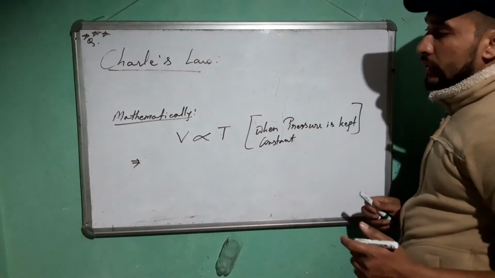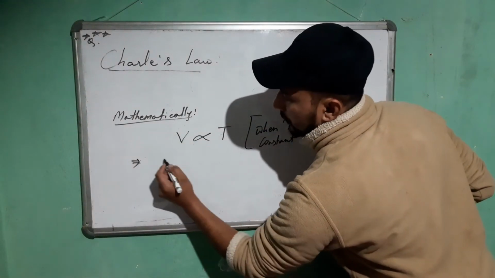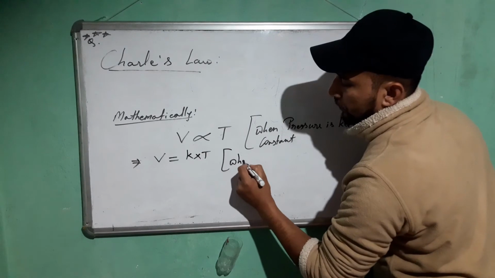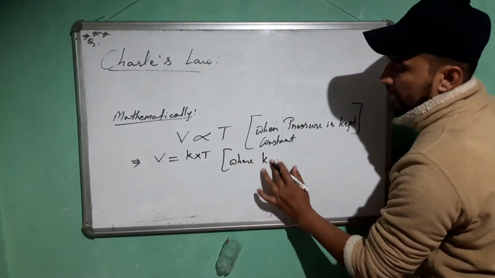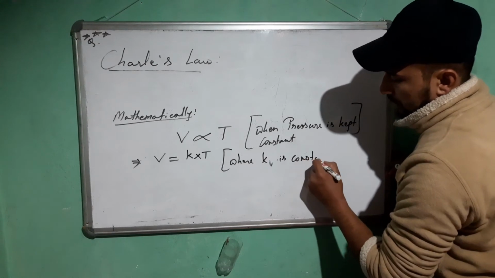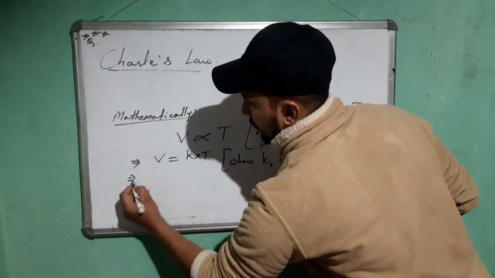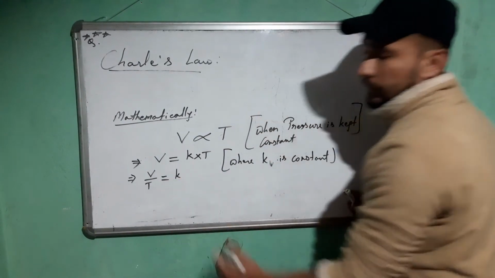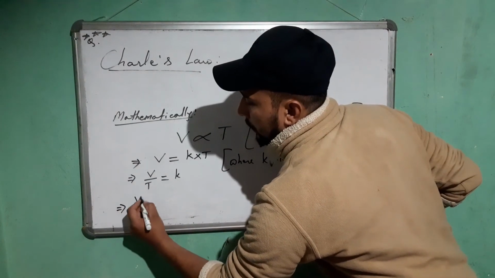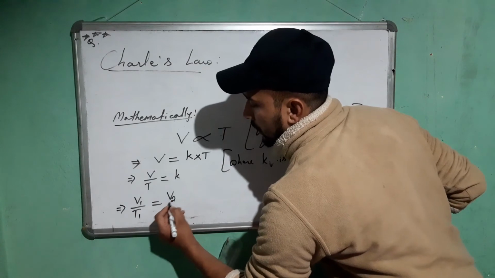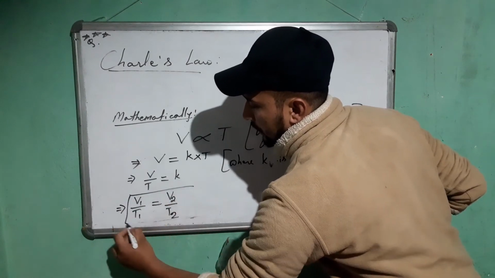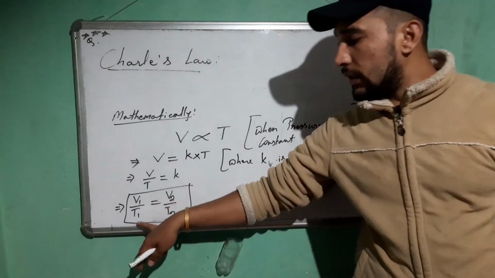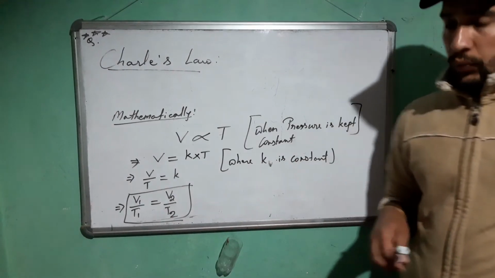Mathematically, V proportional to T, and if you remove the proportional sign, V will be equal to some constant K into T, where K is some constant. V upon T, if you cross multiply, T will go down in the denominator of V, is equal to K. So you can write V1 upon T1 is equal to V2 upon T2. This is the mathematical form of Charles law.